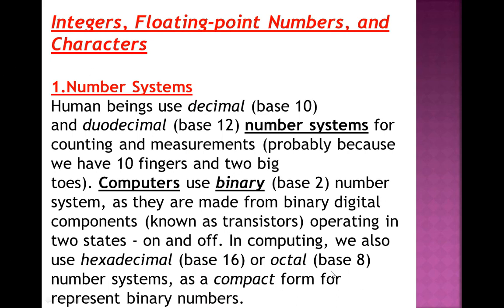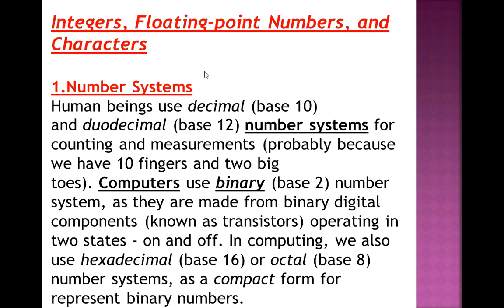Now the next topic is integers, floating point numbers and characters. This is the crux of what we have studied in the machine level representation of programs chapter. This is the summary, or the precis, of what we have covered in the last few classes, that is machine level representation of programs and data. First one is the number system. This is a very easy topic for you because you have studied all these things.